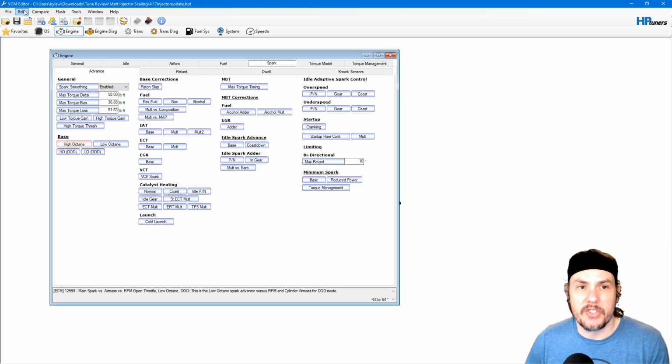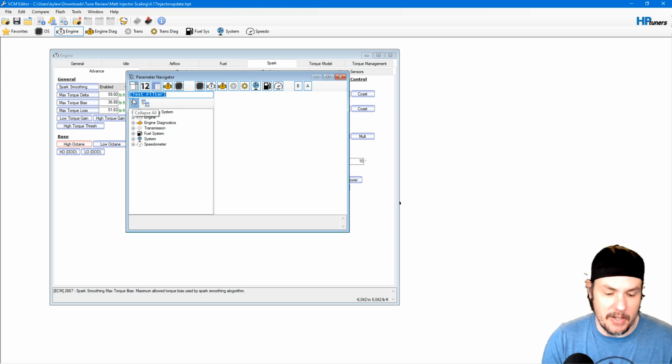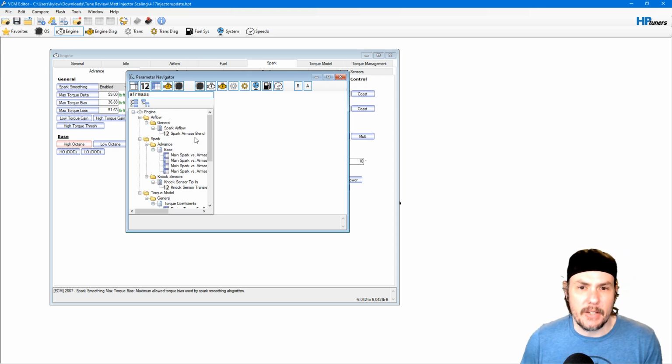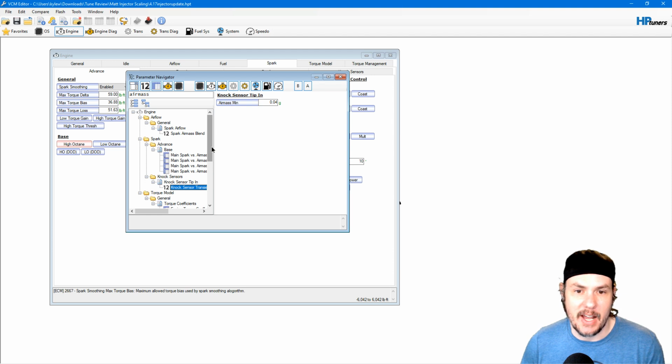You want to double check if you come up into the editor and go into the navigator, type in air mass. It'll show you everywhere that you have an air mass table in here that you might need to make adjustments. So the high octane table, the low octane table, the DOD tables, NOx sensor transient, that one shouldn't be an issue. And then the torque coefficient.